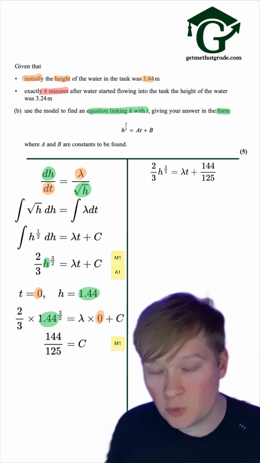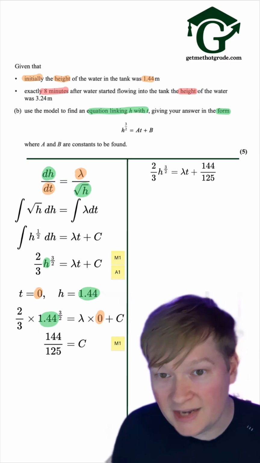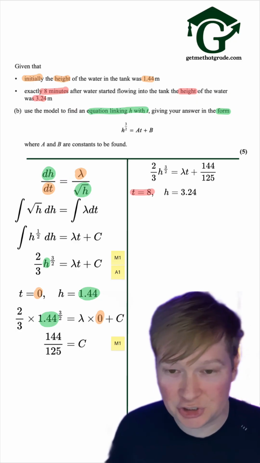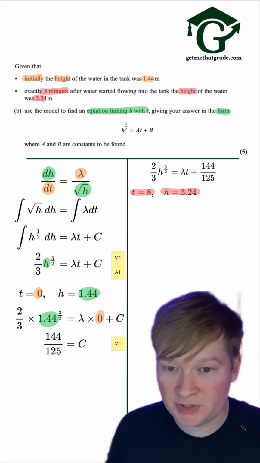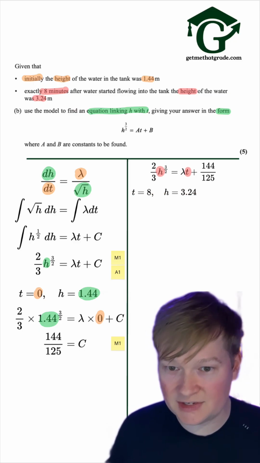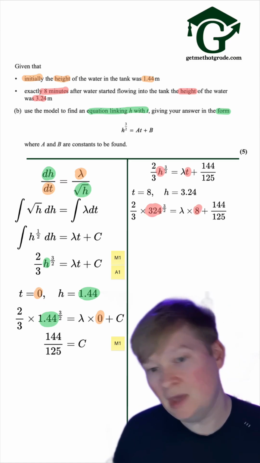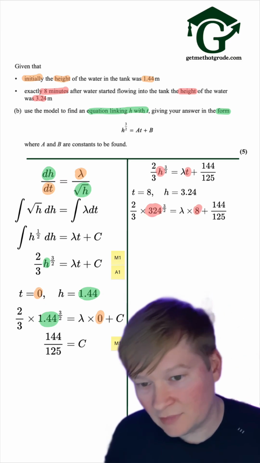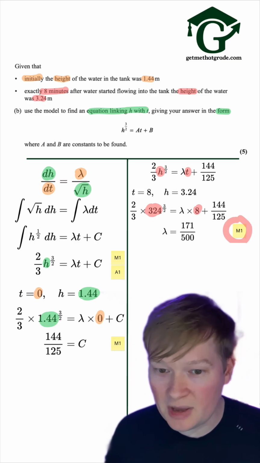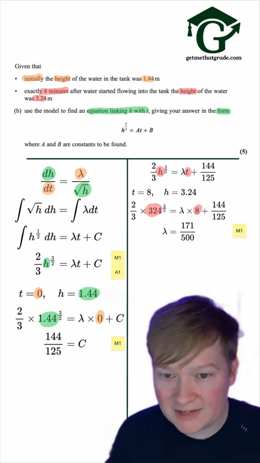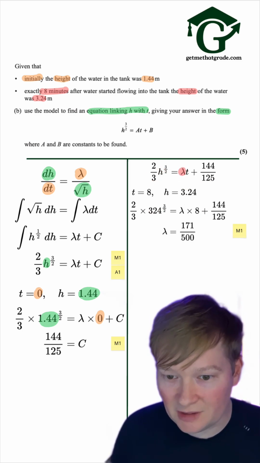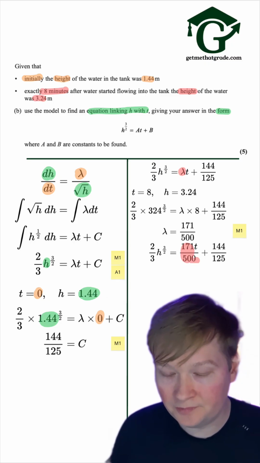Exactly 8 minutes after water started flowing into the tank, the height h was 3.25. So when t is 8, remember t was measured in minutes, the height h is 3.24. We can substitute both of those things into this formula, as shown, and then we can solve for lambda. And if you do that carefully enough, you'll end up with this fraction. That gives us another method mark. We can then replace that value of lambda back into this equation here. So replacing the lambda in there gives us this.